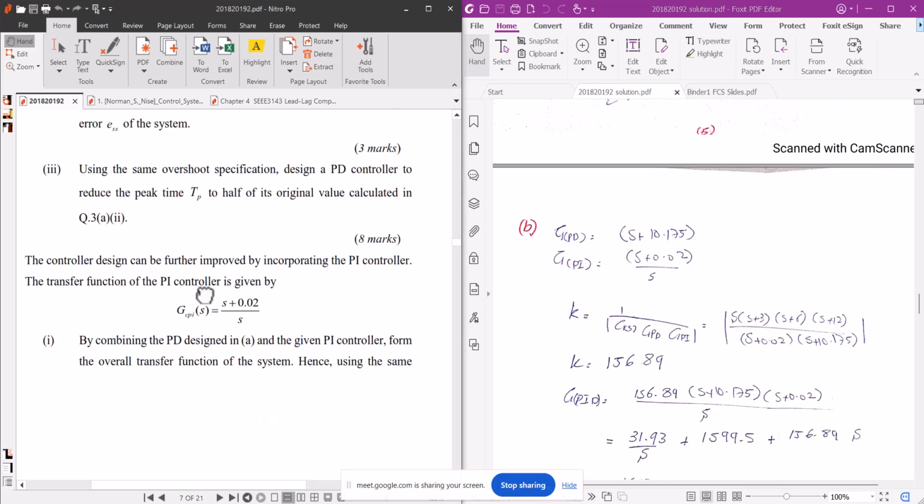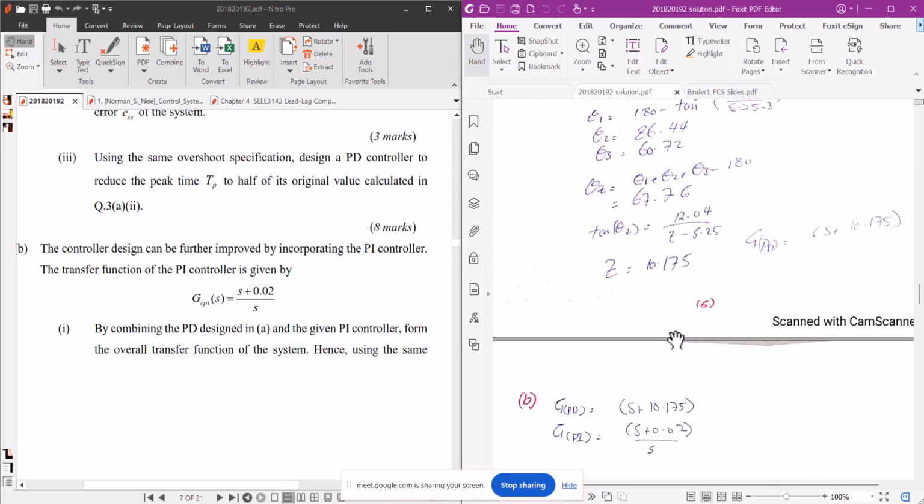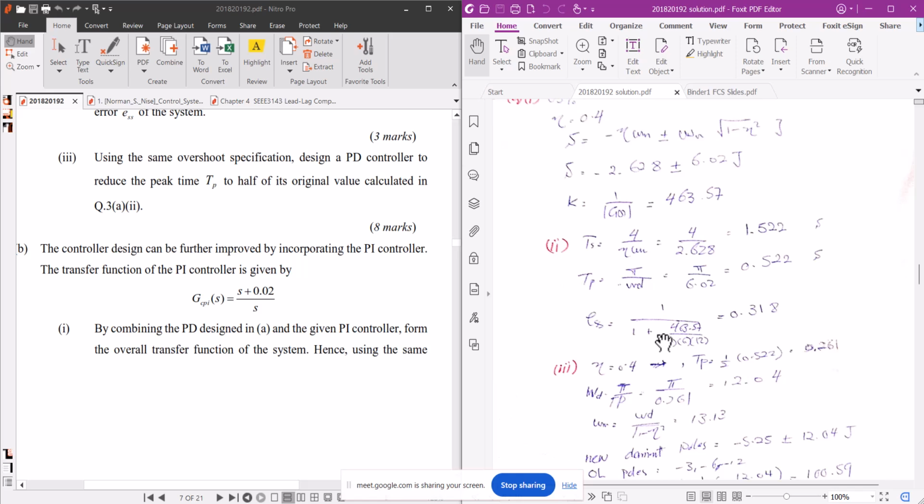Next part is the controller design can be further improved. So this is saying what I said earlier, by improving the PI controller, the transfer function of the PI, because you see that we have a steady state error here. We have some steady state error 0.318. If we want to make it 0, we have to incorporate a PI controller, because this is basically the property of an integral action, because it's an integrator. So if we put an integrator in the system, in the overall function, it will become a type 1 system which will give 0 steady state error.